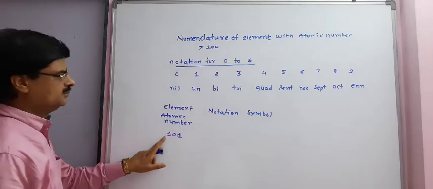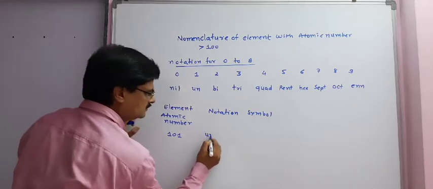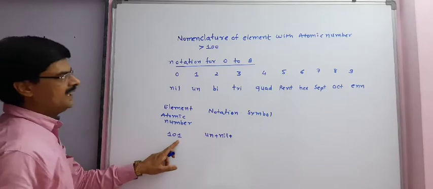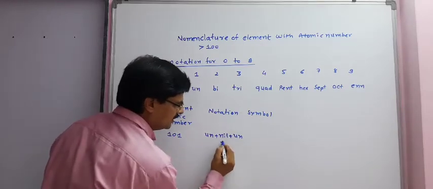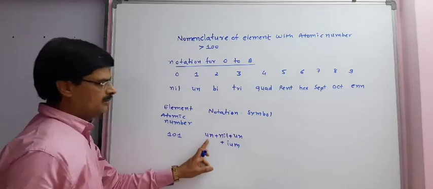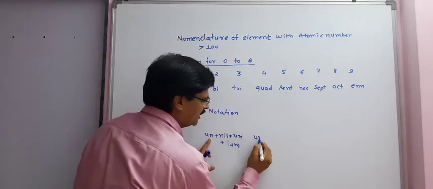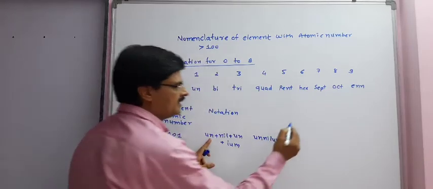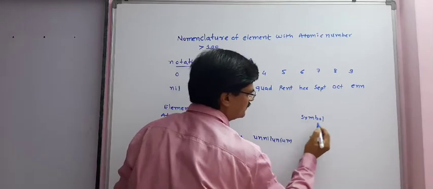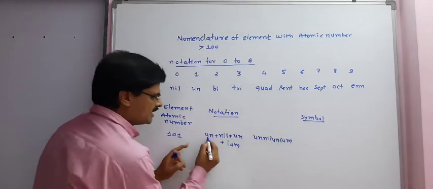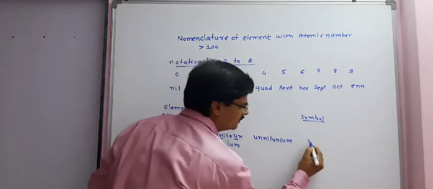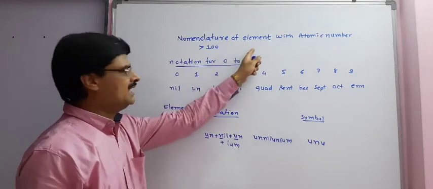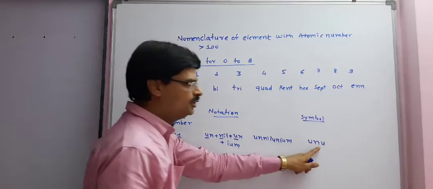For 101, for 1, we have un, plus 0 means nil, plus again 1 means un. Plus ium means we can write the name to be unnilunium. But simply the symbol is written using U and U. So we can say the IUPAC symbol of element 101 atomic number is UNU.